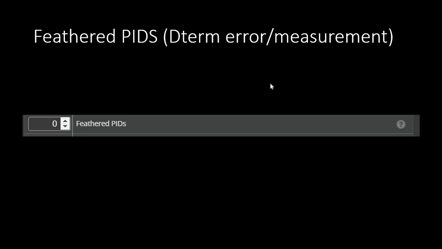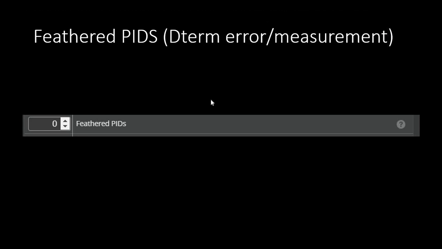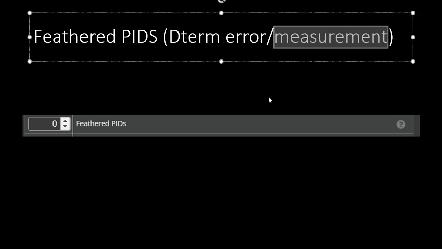Now without getting into way too many details, Dterm from measurement will be smoother, and Dterm from error will feel more sharp or aggressive. Because whenever you move your sticks, Dterm based on measurement will completely fight your movements, and Dterm from error will push into those movements. And inside of here, if you set feathered PIDs to 0, you will be doing Dterm from error, and if you want your PIDs more feathery and smooth, set it to 100, you'll have Dterm from measurement.